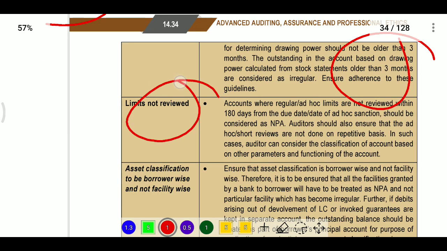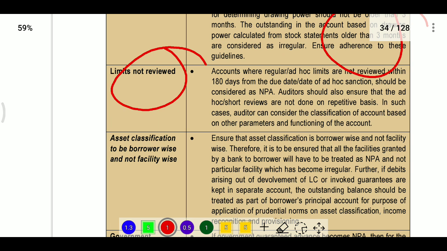Next, limits not reviewed. Accounts where regular or ad hoc limits are not reviewed within 180 days from the due date or date of ad hoc sanction should be considered as NPA. So we need to check whether the regular or ad hoc limits were reviewed or not. They need to review within 180 days. If they are not reviewed within 180 days, then it will become an NPA, non-performing asset. Ensure that ad hoc or short reviews are not done on a repetitive basis.